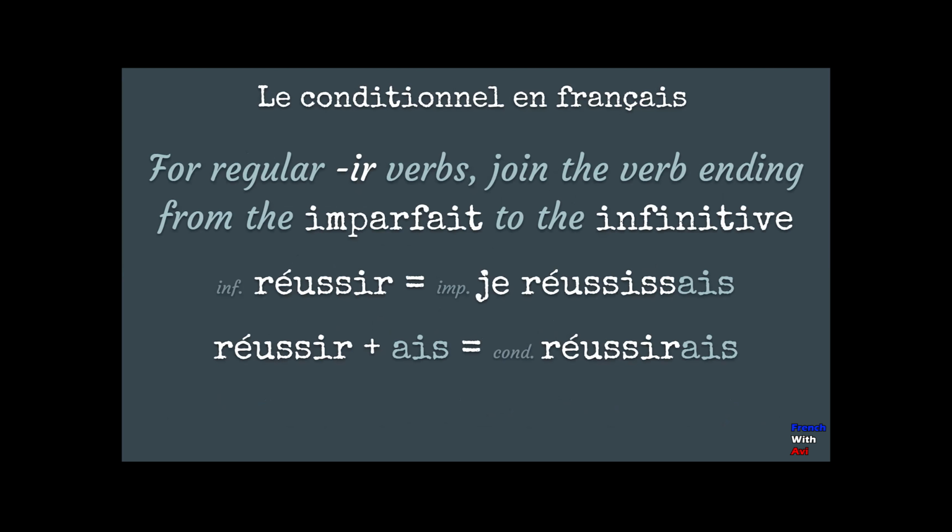And for the regular IR verbs, we join the verb ending from the imparfait to the infinitive. If we take the infinitive réussir, its imparfait, first person singular, is je réussissais. We take the bare form réussir plus ais to render the conditional réussirais.